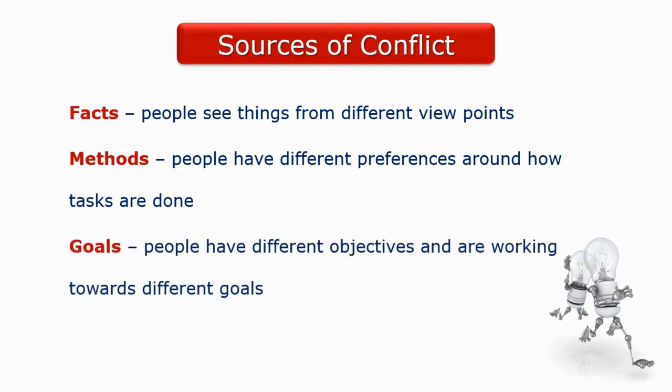Goals. People are often working to different objectives and they're working towards different goals and different values. People have different basic values, different perceptions around what is right and what is wrong, what is good and what is bad, and people have different judgments around things.